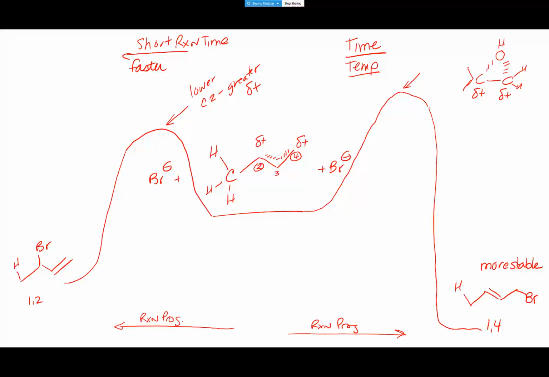Okay, so if I can get just that right amount of energy to get it to overcome the left barrier, but not the right one. So that means if I lower the temperature down, what am I going to favor? 1,2. So if I have short reaction time, and I would also say a lower temperature, that is going to favor the left-hand product. Does that make sense so far?